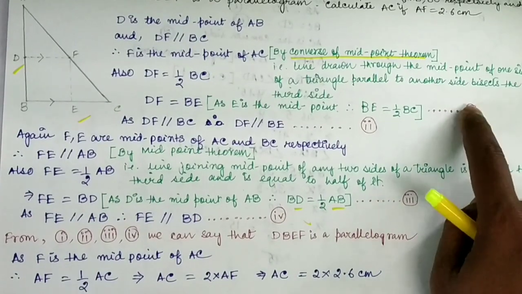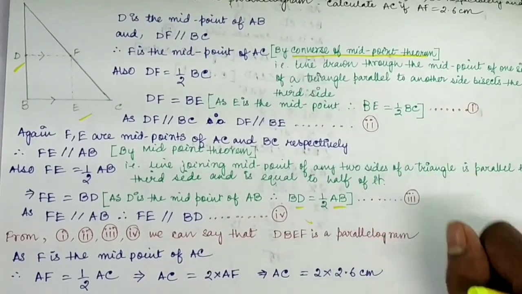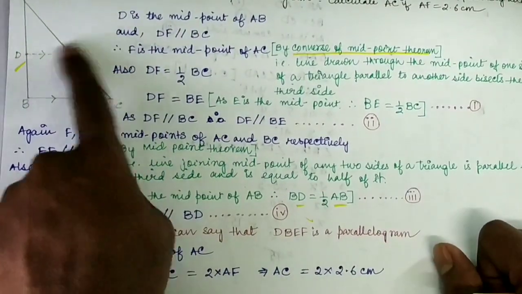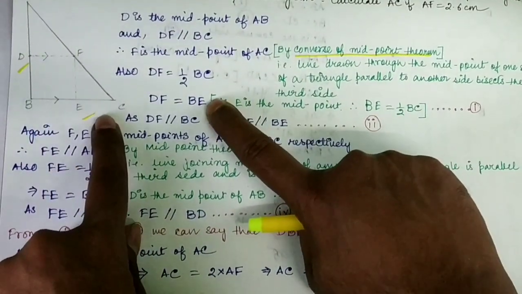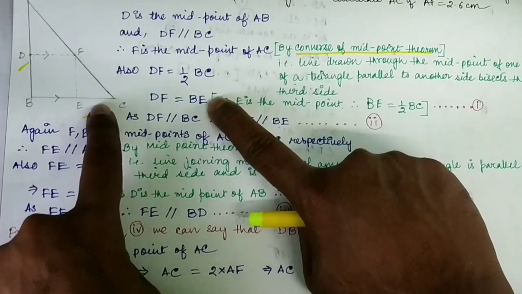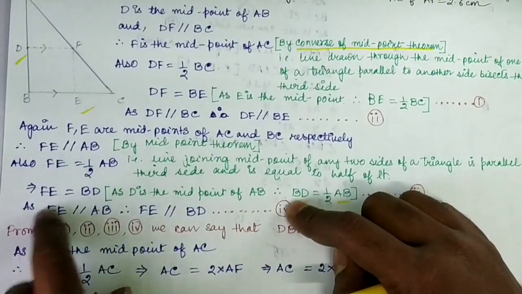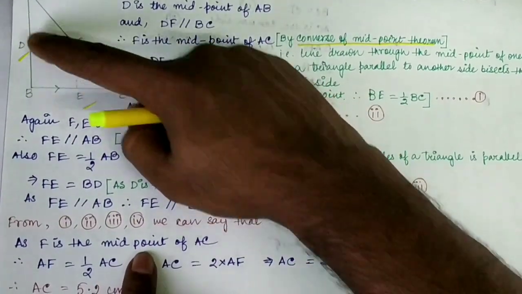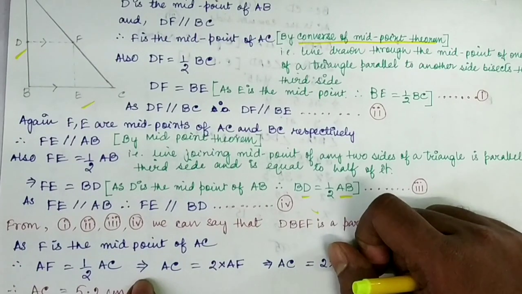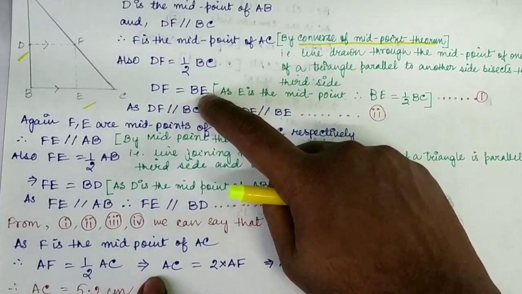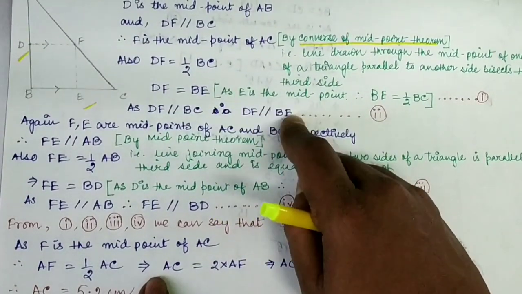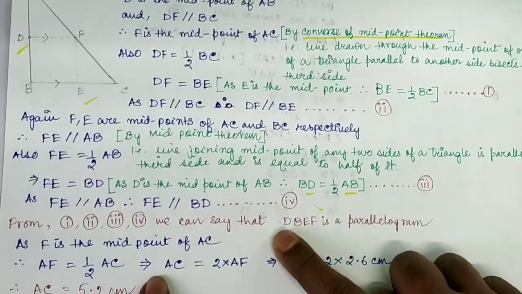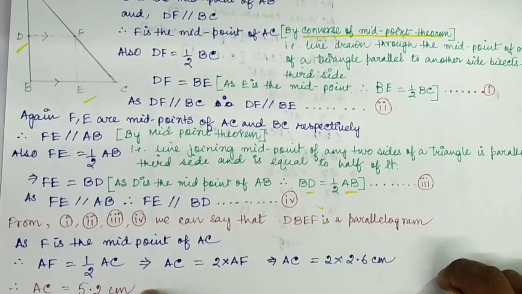Now all of you see these points 1, 2, 3, 4 once more. So all of you can see that DF is equal to BE. Also DF is parallel to BE over here. And from here you can see that FE is equal to BD. Also FE is parallel to BD. Now you all know that in a parallelogram, the opposite sides are equal as well as parallel. So from here we can say that DBEF is a parallelogram.